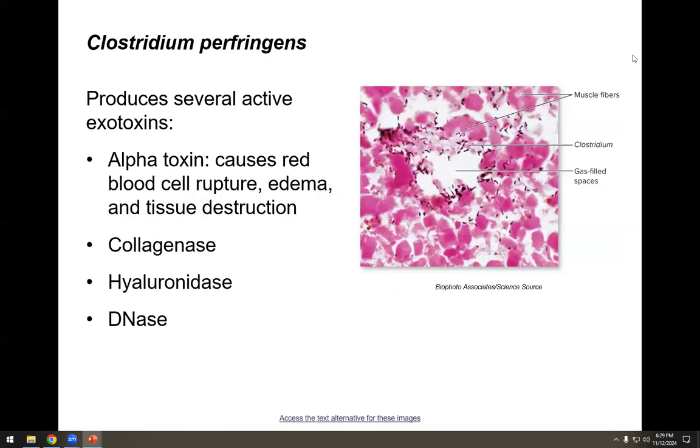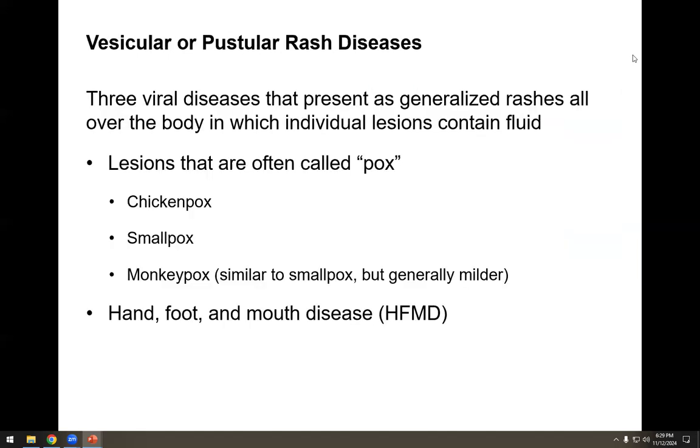This is an example of a tissue cross-section for gas gangrene, where we have little pockets of air where the white is. That's gas-filled spaces involved with the bacteria that are producing the gas in the muscle. The little dark spots are the bacteria, and the pink is the muscle tissue. They also make enzymes that help them invade deeper tissues.